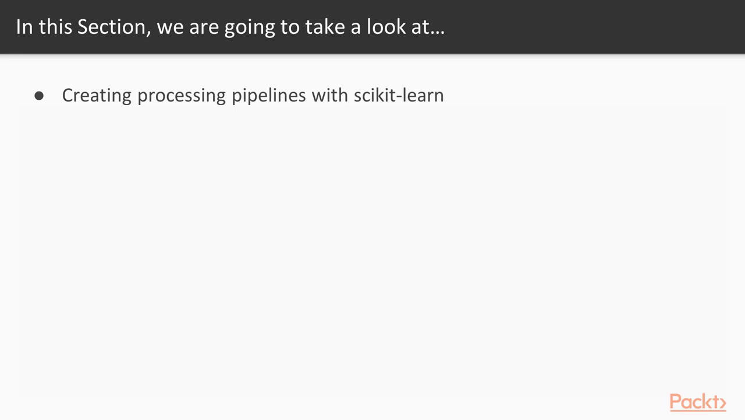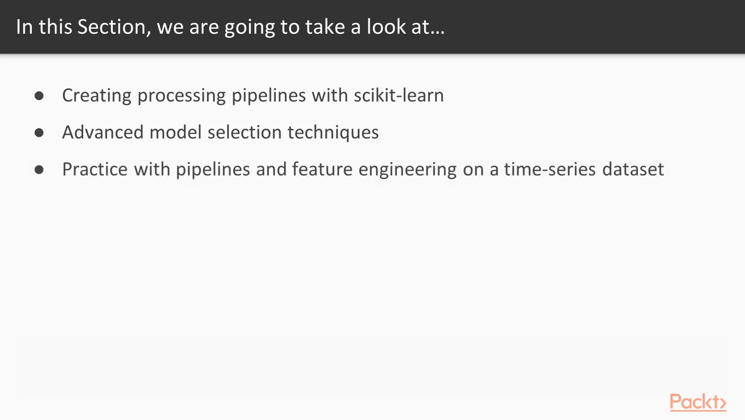This helps in automating processing steps when we want to deploy our models and as the new data is coming along. And it also helps while we are experimenting with the dataset because it saves time. Then we are going to cover advanced model selection techniques. We're going to look at how to select the best model when we have so many different models with different hyperparameters and different types of algorithms, how to select the best out of them, or how to use them to make our final predictions. And the last thing we're going to do in this section is to practice with pipelines and feature engineering on a time series dataset.